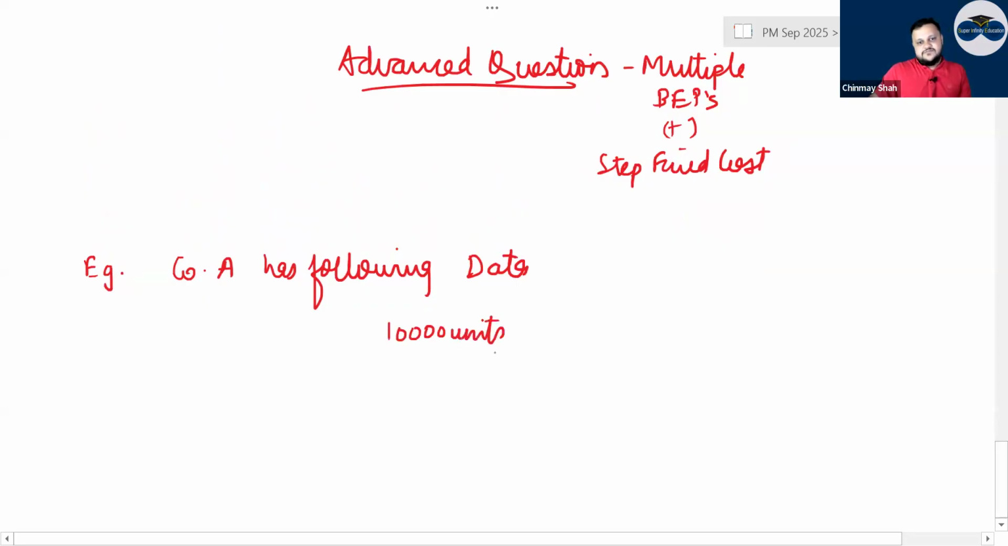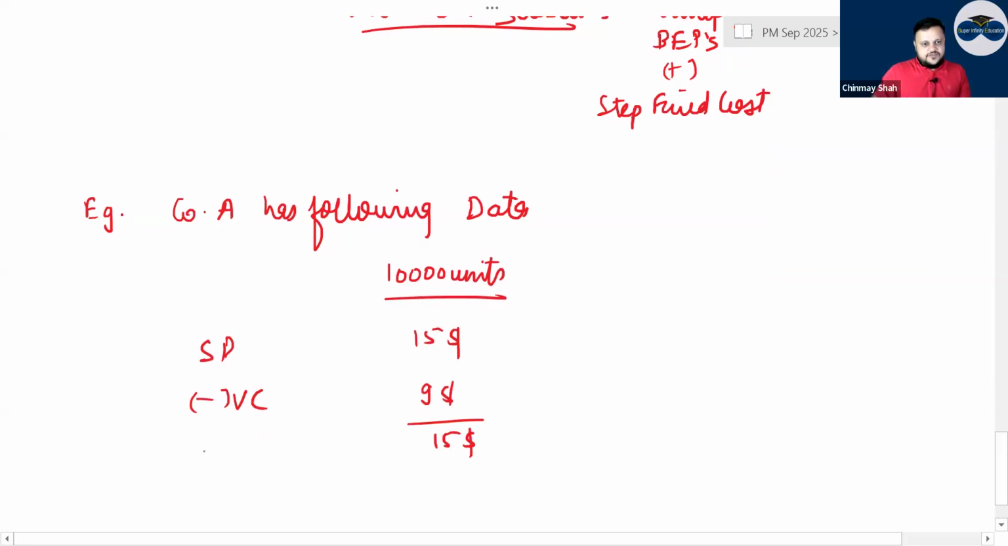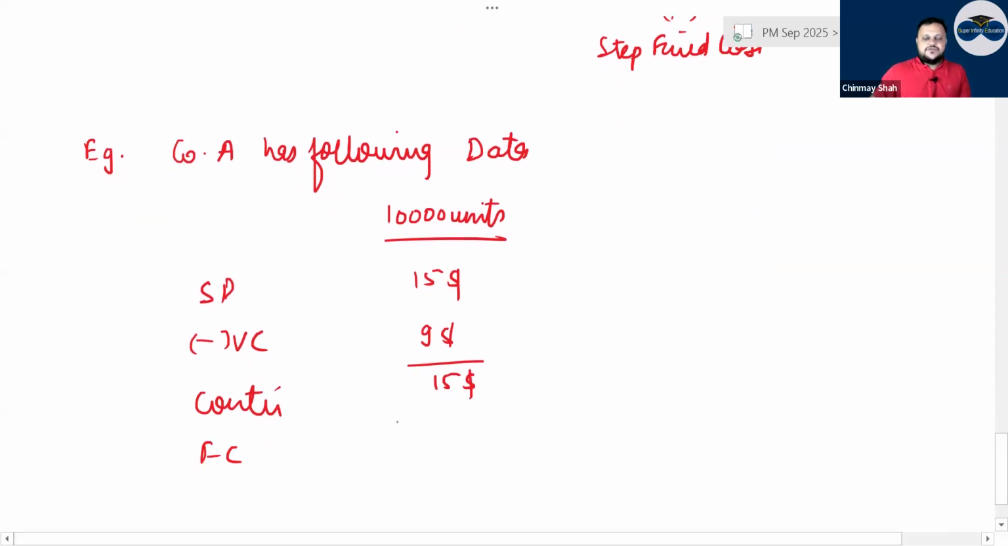10,000 units. Selling price $15, minus variable cost $9. Correct. Contribution is $6. Fixed cost is equal to $50,000 up to 20,000 units. Correct.